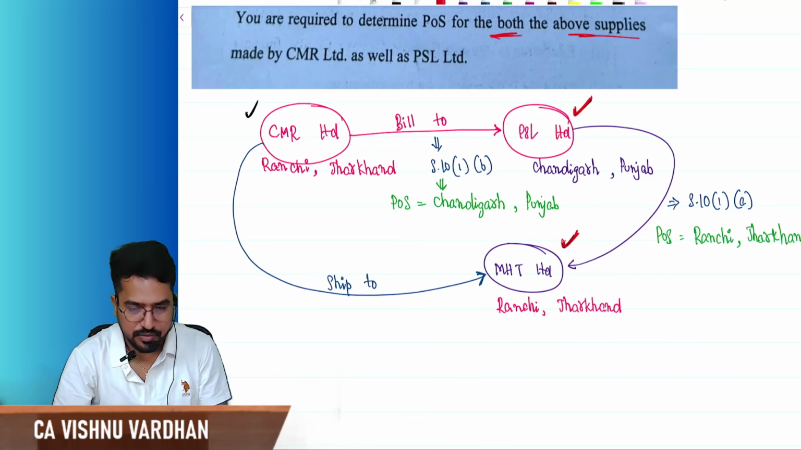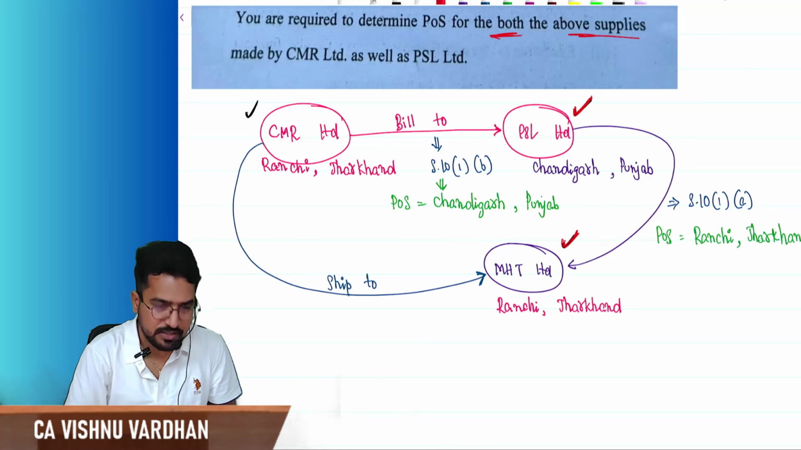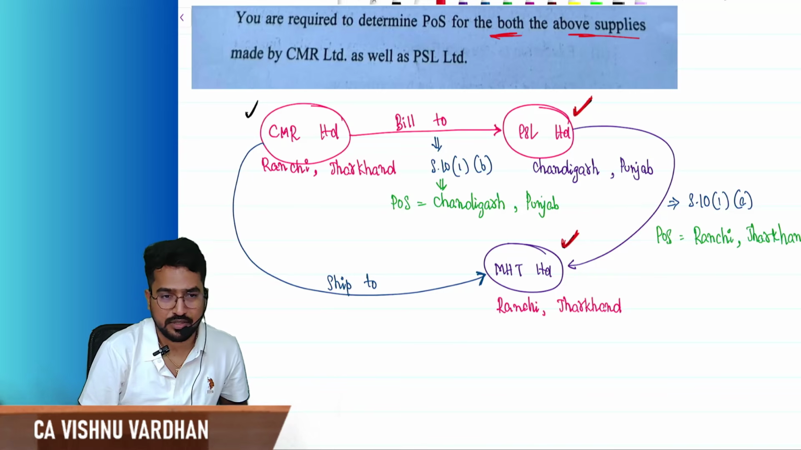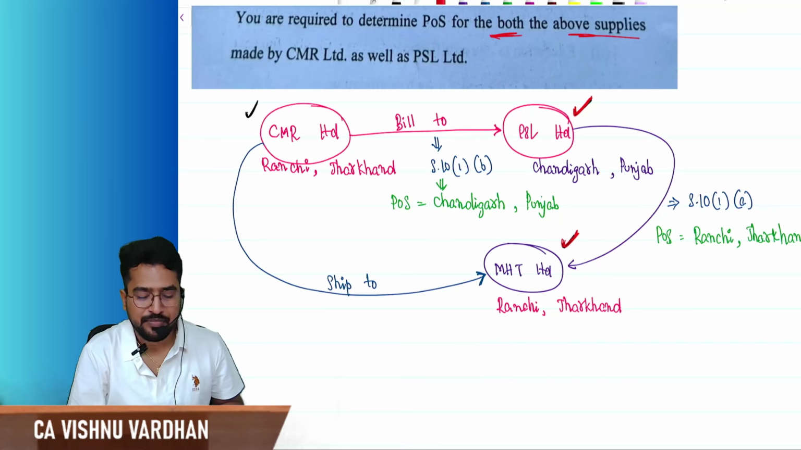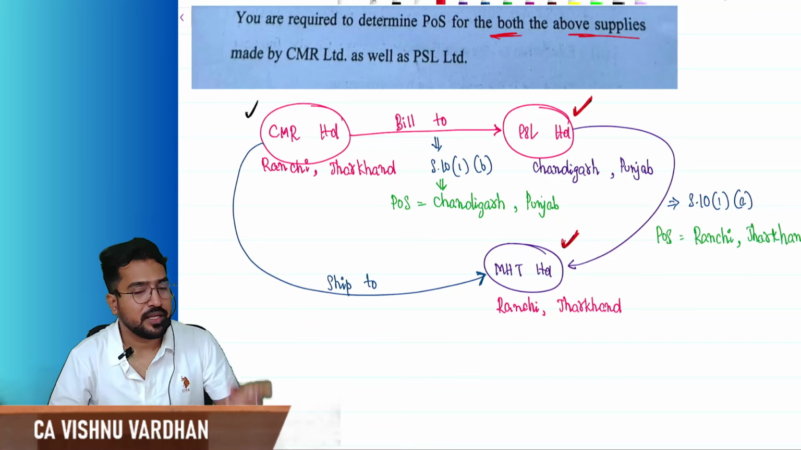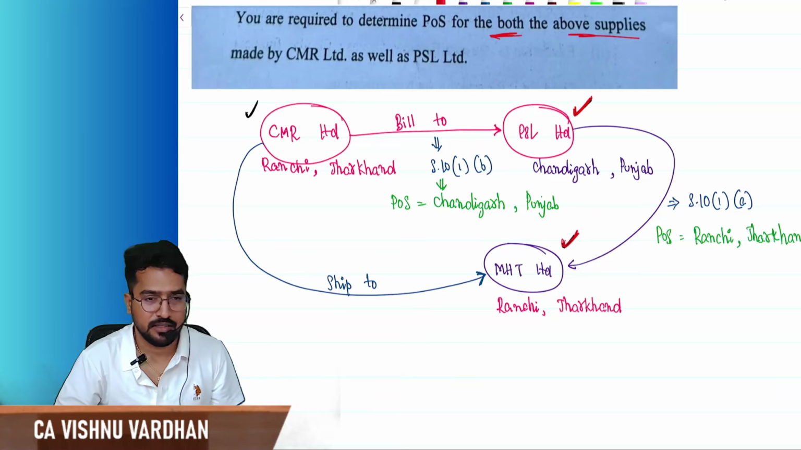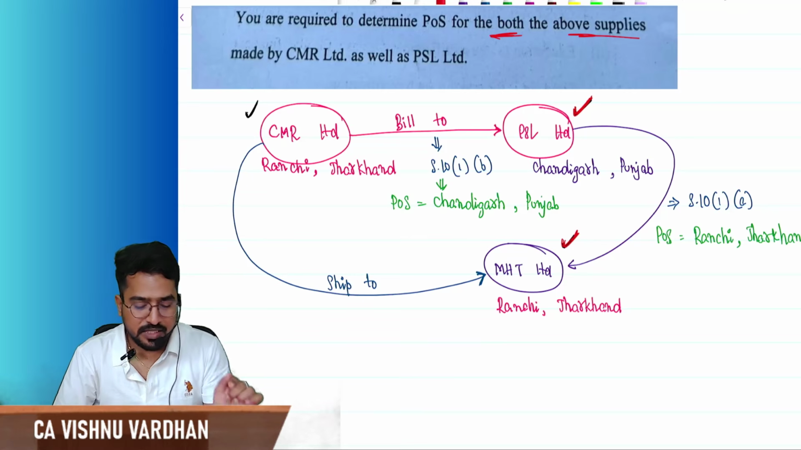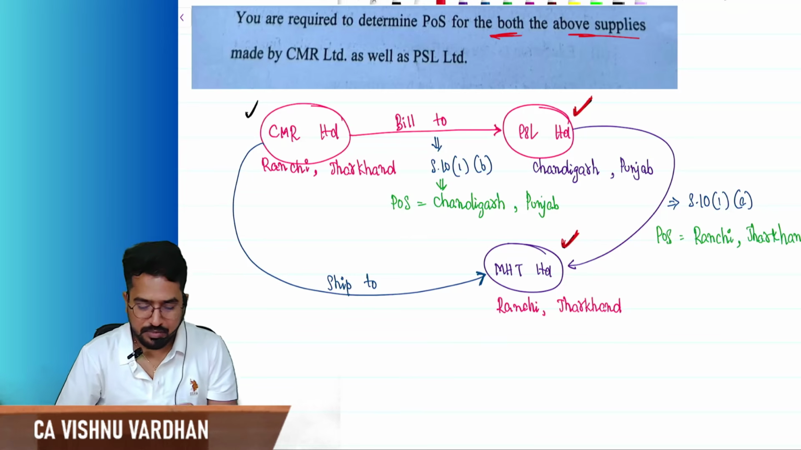If you are seeing this question for the first time, you should take a pencil. You should try to understand what is happening, from whom to whom, all this stuff, and accordingly you can answer that easily. Clear? So now I repeat, CMR is selling to PSL. That is why PSL is asking CMR to deliver it to MST. And CMR will bill to PSL or ship to MST.